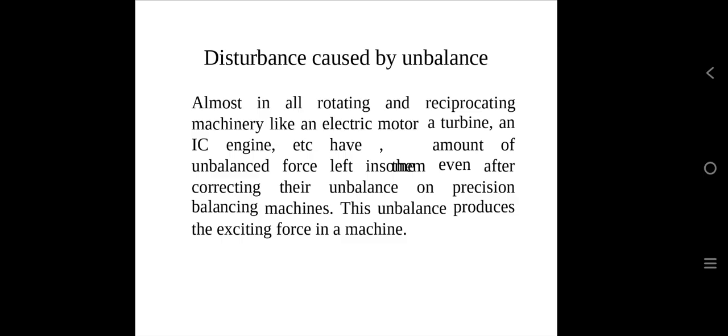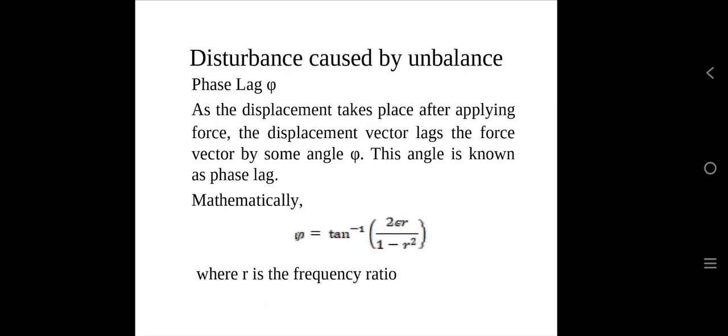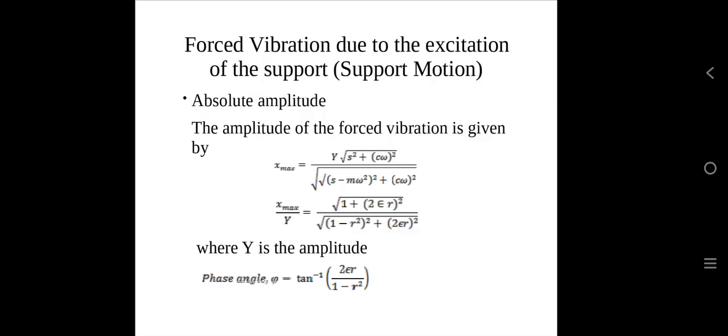Disturbance caused by the unbalance. In almost all rotating and reciprocating machinery, like an electric motor, turbine or IC engine, some amount of unbalanced force is left even after correcting the unbalance on a precision balancing machine. This unbalance produces the exciting force in the machine. So the amplitude of forced vibration is given by this expression, which we already discussed here.